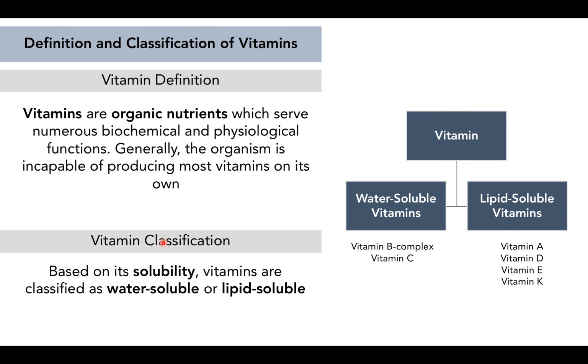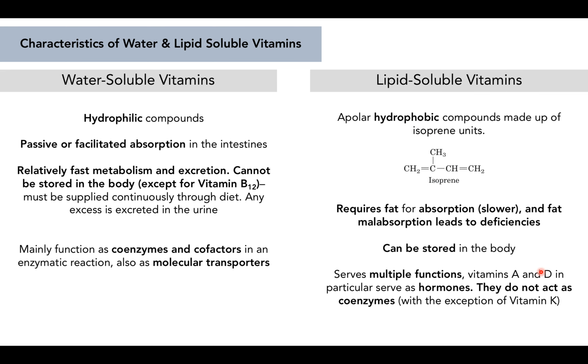And vitamins in the body are classified into lipid and water soluble vitamins, so based on their solubility. Water soluble vitamins include vitamin B complexes and also vitamin C. And lipid soluble vitamins include vitamins A, D, E, and K. Now, what exactly is the difference, characteristically speaking, between water-soluble vitamins and lipid-soluble vitamins?